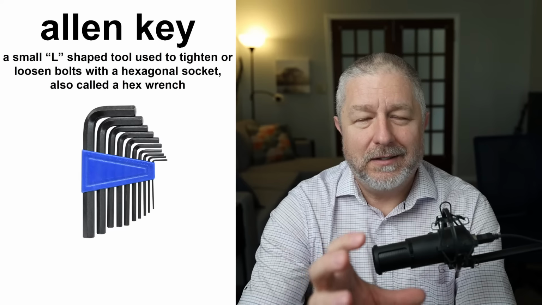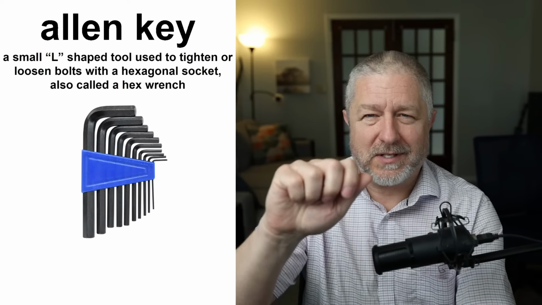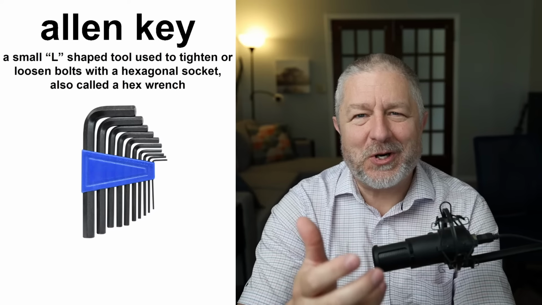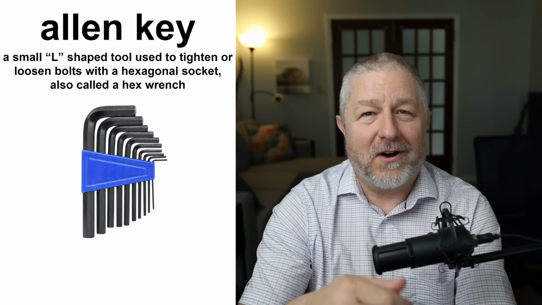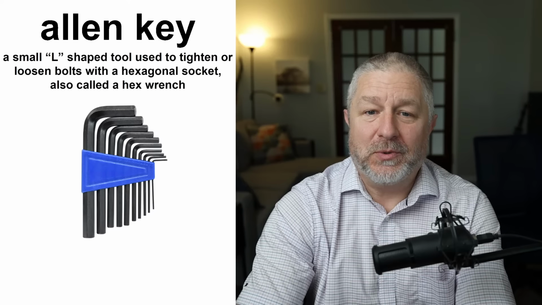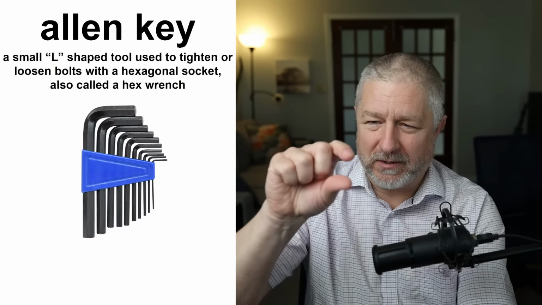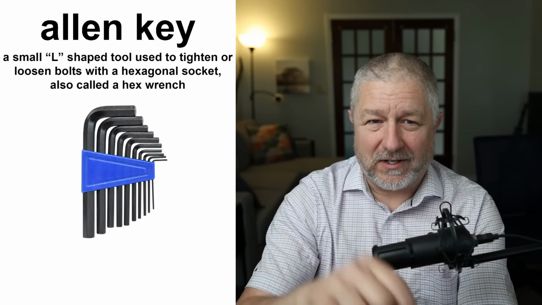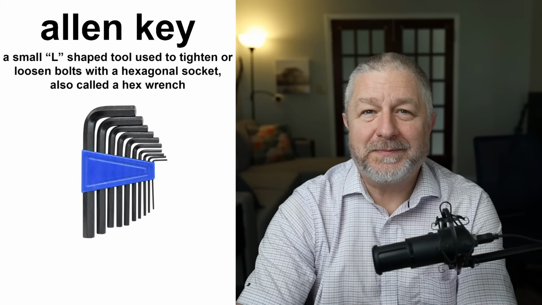They don't stay tight, the little bolts. So we thought it was a good tripod, but it ended up being not a very good tripod. We have to use an Allen key, which is a small L-shaped tool used to tighten or loosen bolts with a little hexagonal socket, and also called a hex wrench.